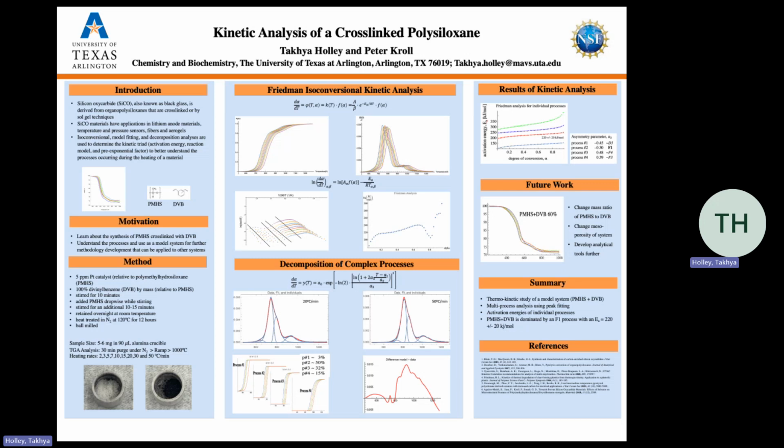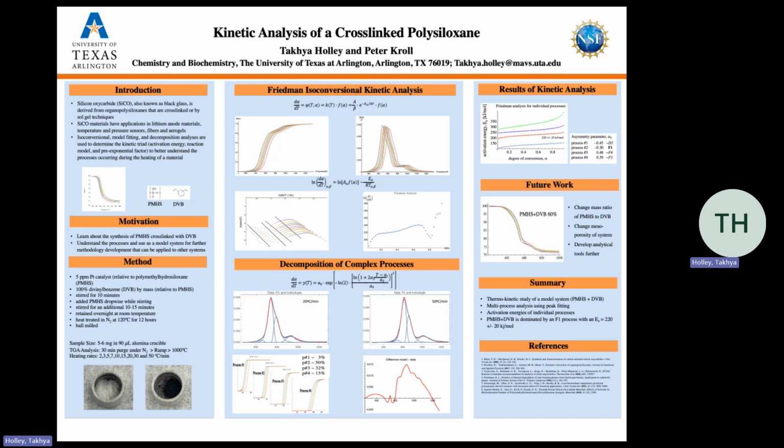For the second equation, which is the Friedman method, we take the natural log of d alpha dt and graph that versus inverse temperature in Kelvin. We use the slope of the lines to determine the activation energies, where for the overall kinetic analysis, we are seeing activation energies of about 220 kilojoules per mole.